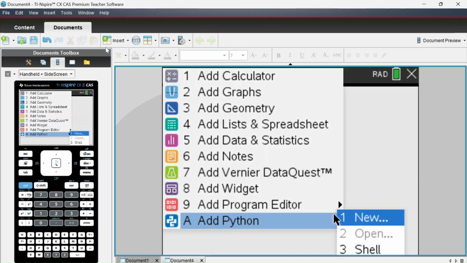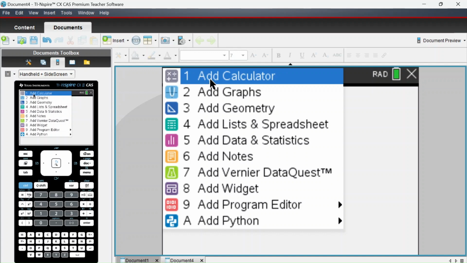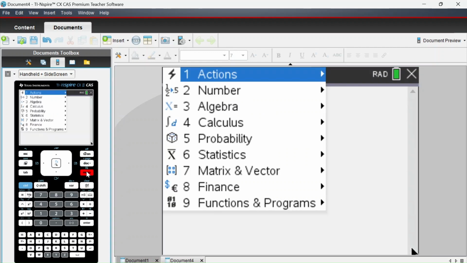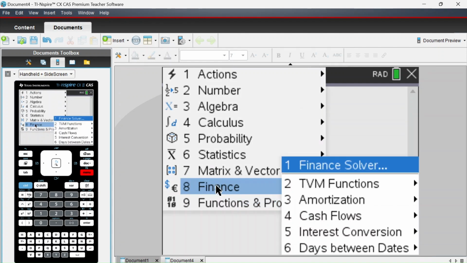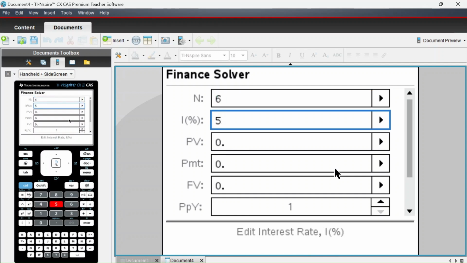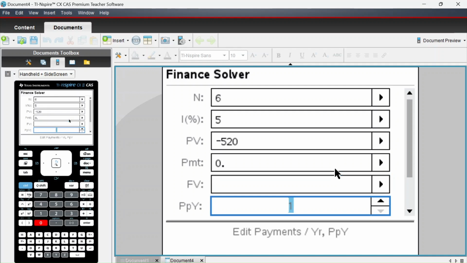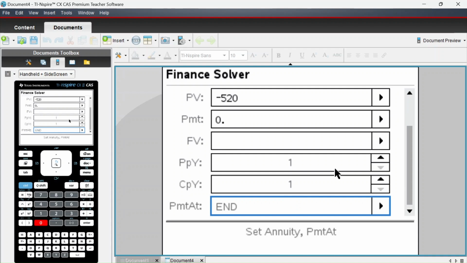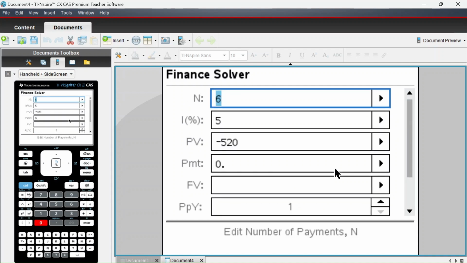So let's go to Add Calculator and go Menu and then Finance and get our finance solver. So I'm going to put the inputs in here. We've got 6 periods of inflation at 5%. The present value is negative 520. I'm going to delete that final value. Now I'm going to continue to tab down. 1, 1. Doesn't matter what we put in this box because there are no regular payments. I'm going to keep tabbing down to the future value and push enter.